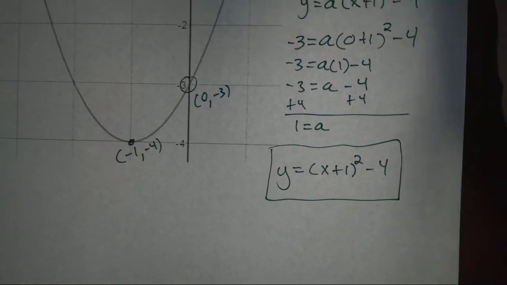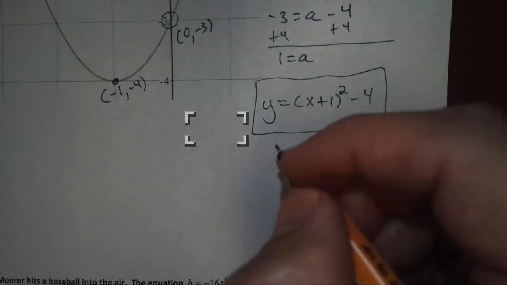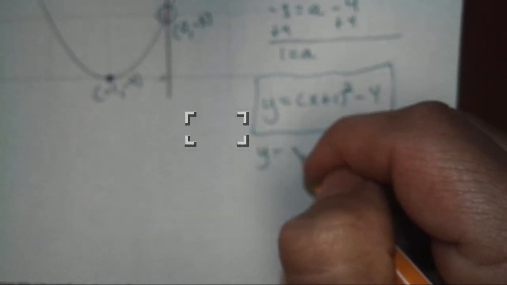For those of you that went all the way to standard form, let me write that down. Let's see, you would have x squared plus 2x plus 1 minus 4, so y equals x squared plus 2x minus 3. That would have been standard form, but you only need one or the other. You do not need both.